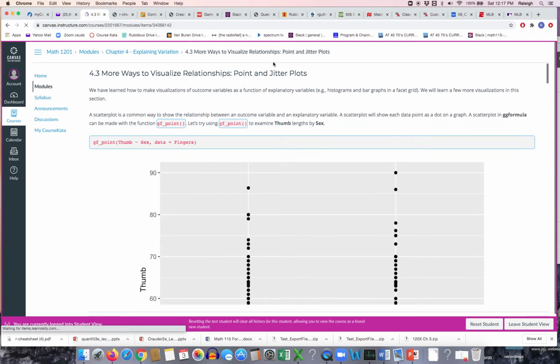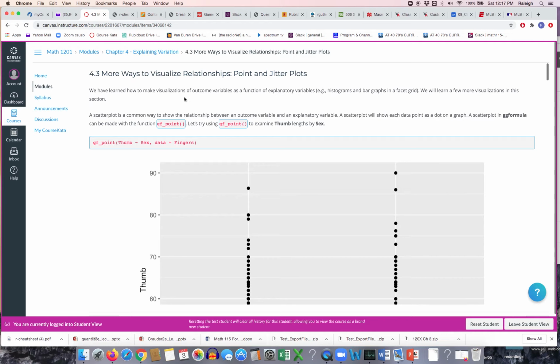4.3, more ways to visualize relationships. Point and jitter plots. I had never actually used jitter plots before. I was only vaguely aware of them. With the Masters in Statistics, we had other things to worry about, but this is still interesting, and it does provide a quick and easy way of describing certain types of data.